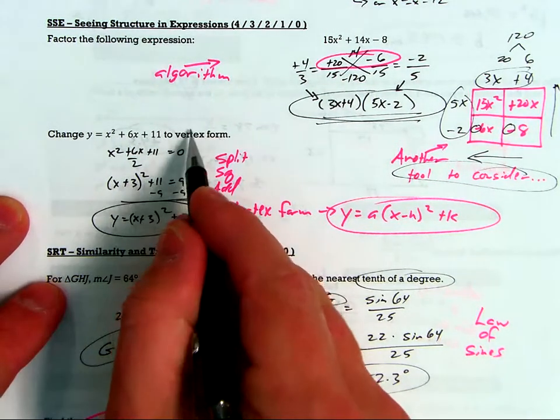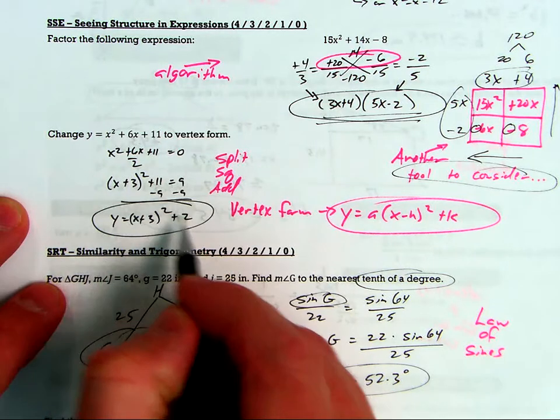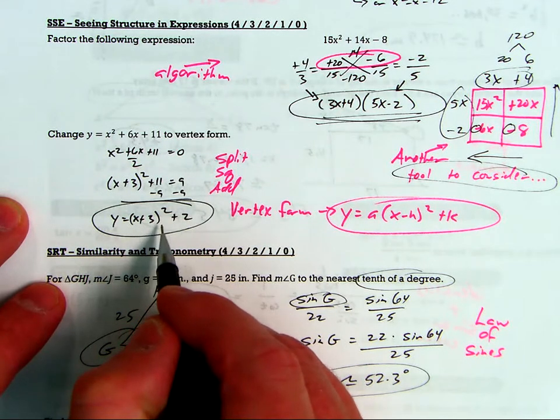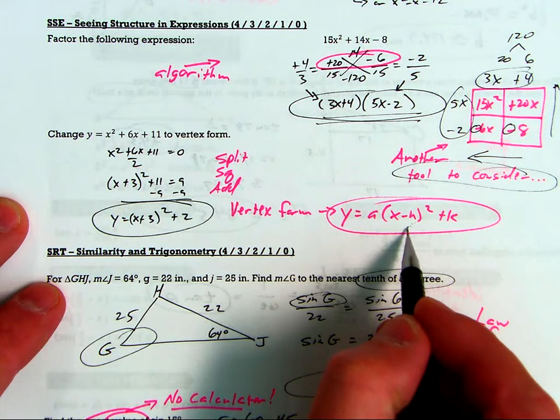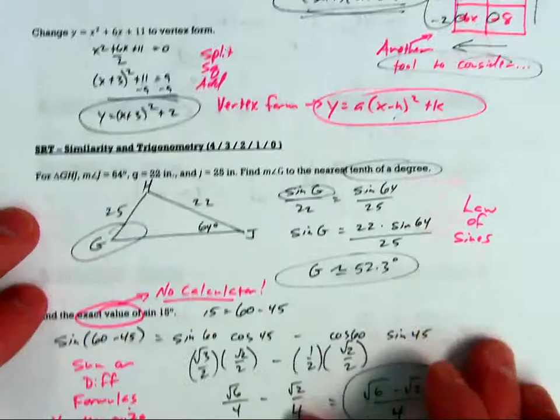Again, changing to vertex form is split it, square it, add it, and just get everything on the same side. Boom, that's done. Remember the structure for vertex form for a parabola. Then we go on to the SRT stuff.